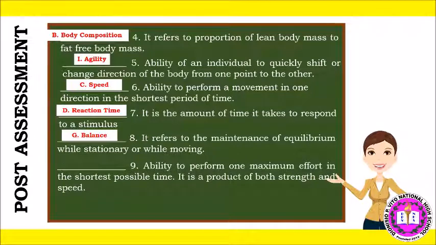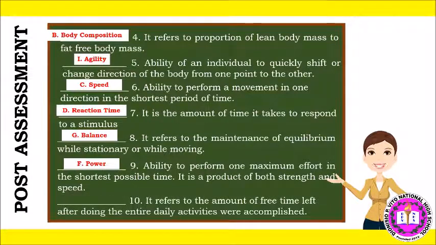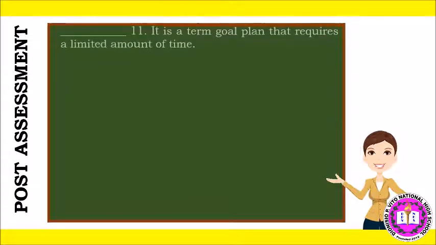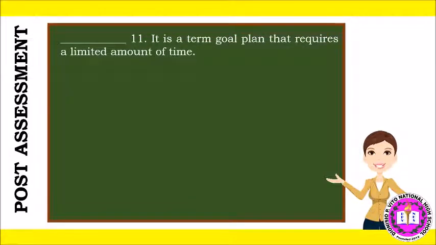Number 9. Ability to perform one maximum effort in the shortest possible time. It is a product of both strength and speed. That was power. Number 10. It refers to the amount of free time left after all the daily activities were accomplished. The answer is leisure. Number 11. It is a goal plan that requires a limited amount of time.